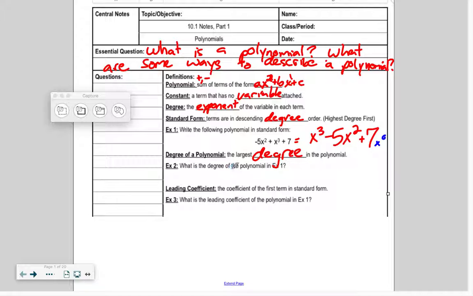So what is the degree of the polynomial in example 1? Well, if we look at example 1 and we look at the standard form, since we put it in standard form, it's really easy to see the highest degree, because the highest degree, when it's in standard form, is the exponent on the first variable. So the degree of the polynomial is 3.